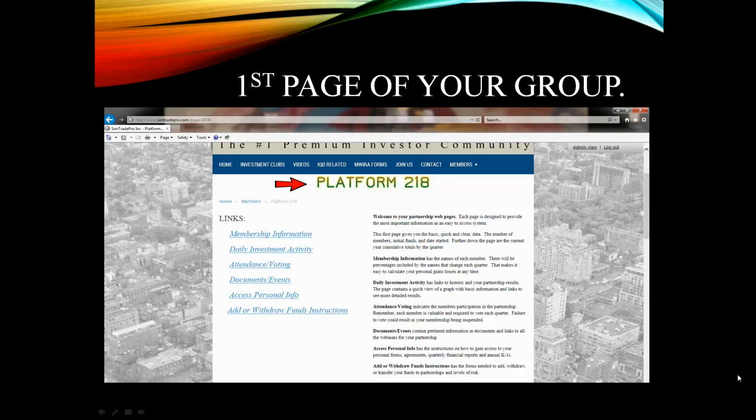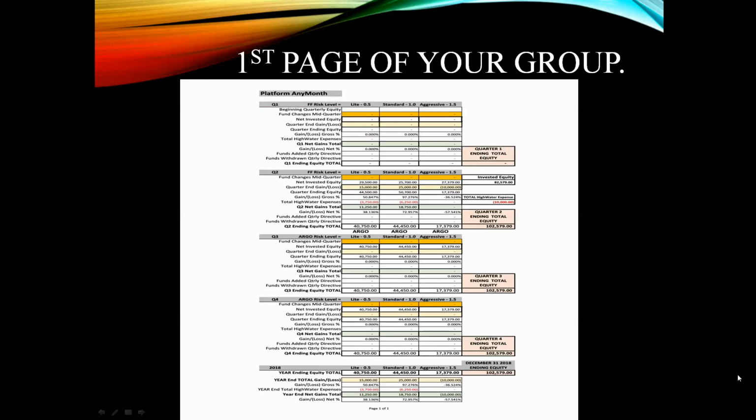You'll notice that there's an arrow indicating the name of the group. This is a link to the membership information, the daily activity, the attendance voting, the document events, accessing your personal info, and add or withdraw funds instructions. On the opposite side of the page is the detail of what each one of those mean. At the conclusion of the same page, there's another report, which is the financial report for the entire group.